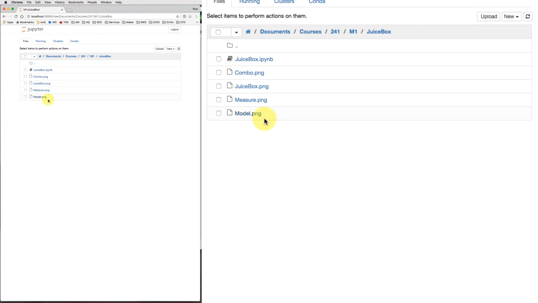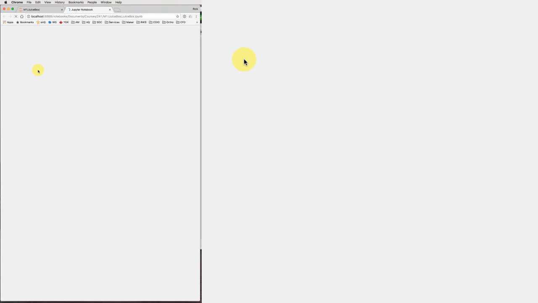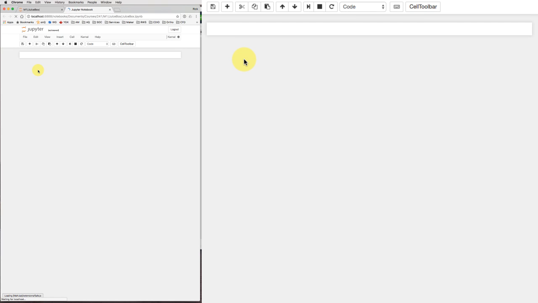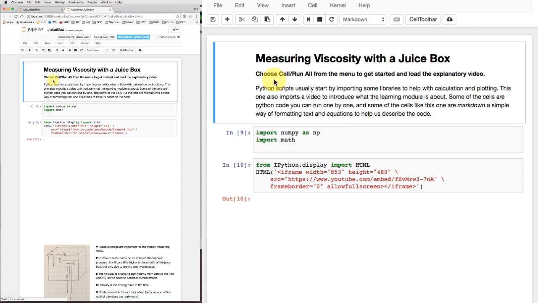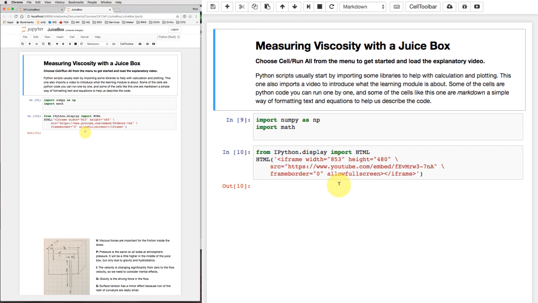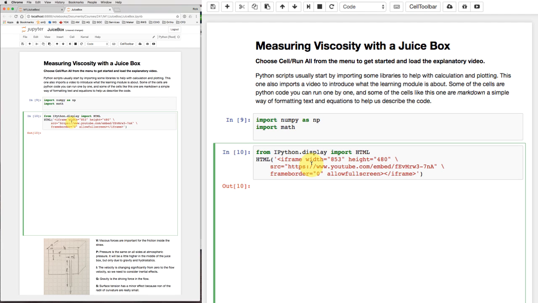So far we've just been browsing. We found the file we're interested in, and I'm going to click on it to open it up. It loads in, and we see in our browser multiple different cells. So this is a cell here, this is another cell, and another cell. So we've got multiple cells.